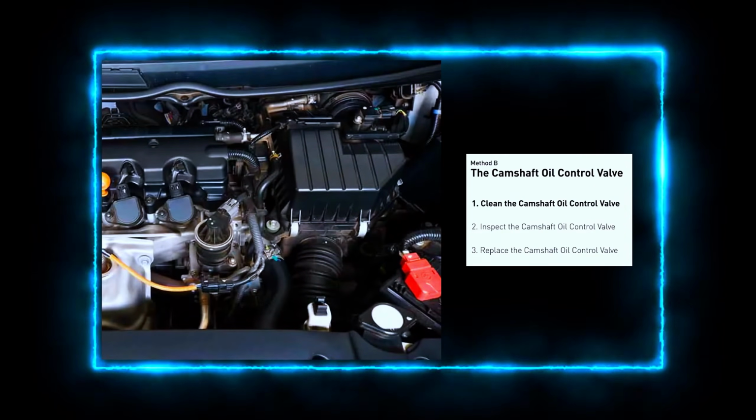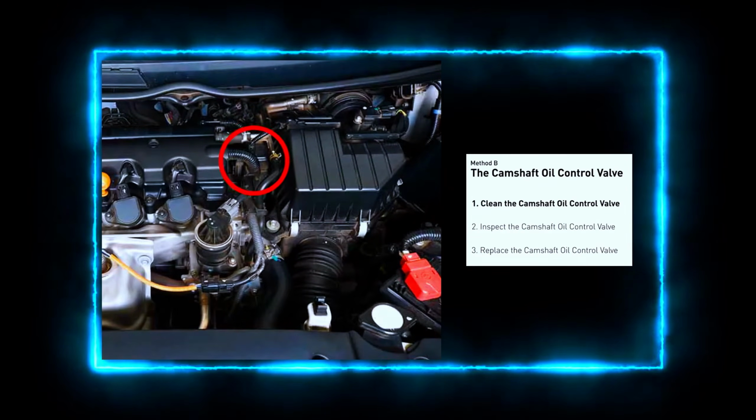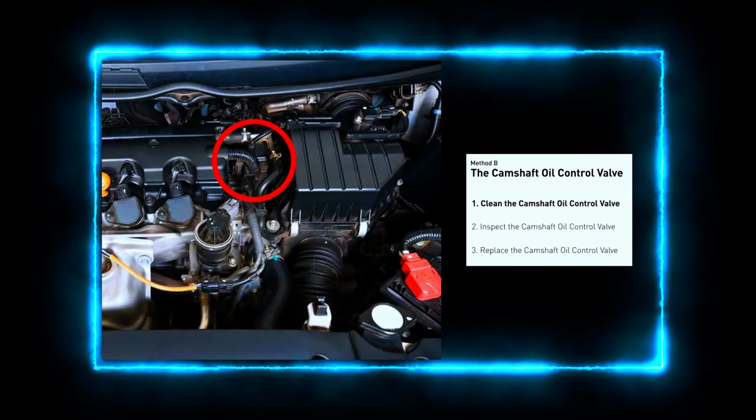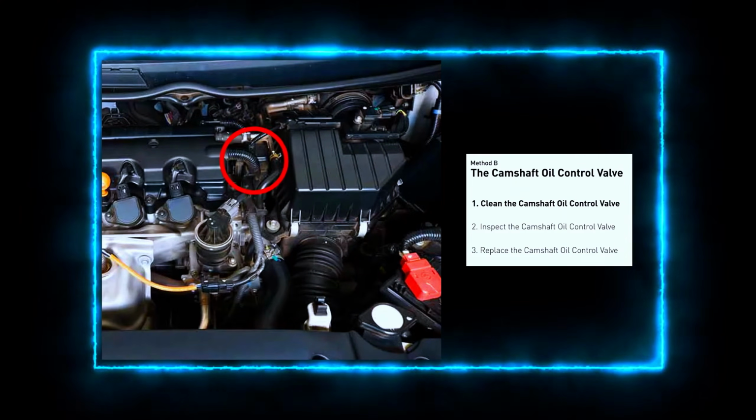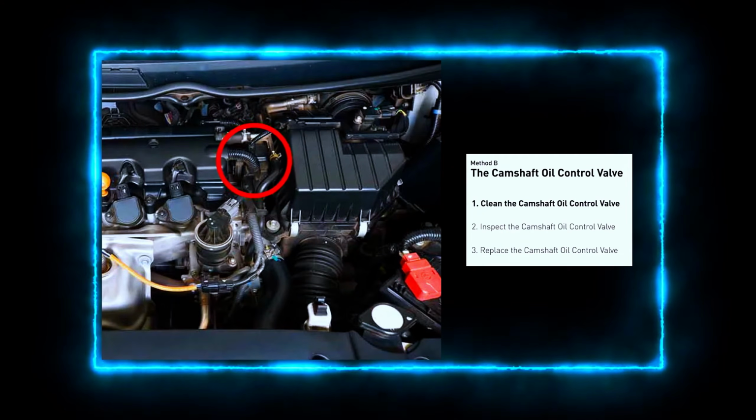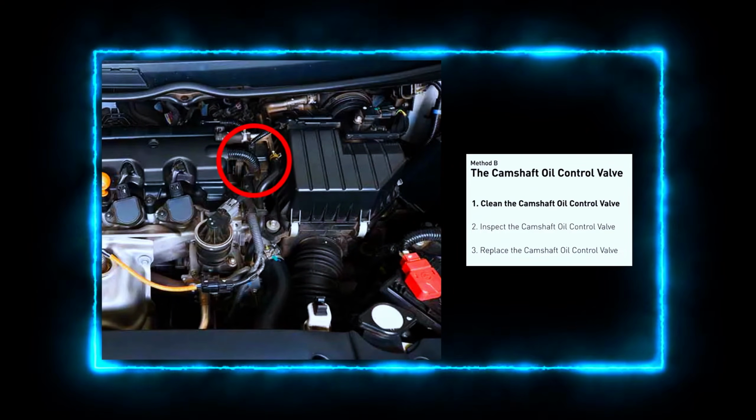Locate the camshaft oil control valve. Depending on your vehicle, it's usually mounted on the cylinder head near the camshaft. You'll typically find it bolted to the engine block with an electrical connector attached.